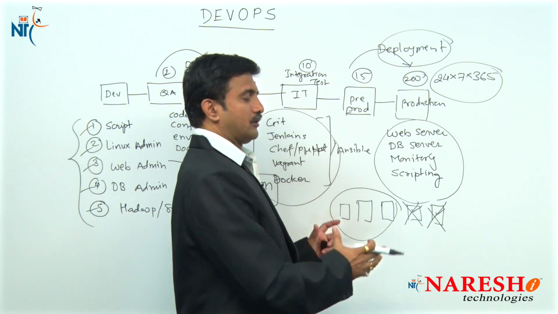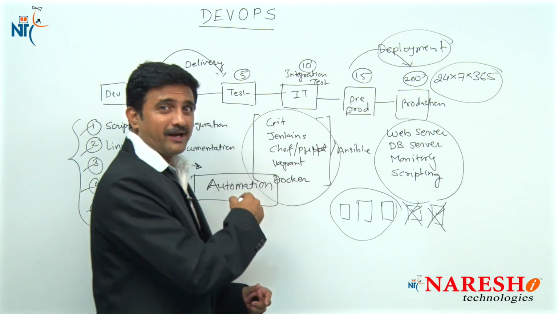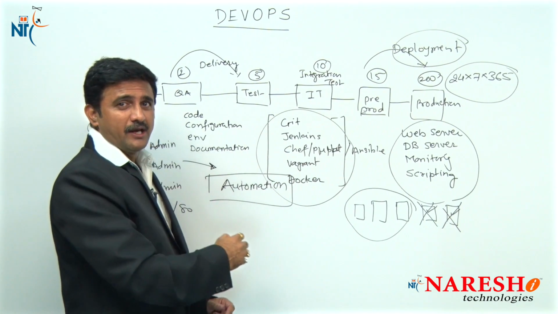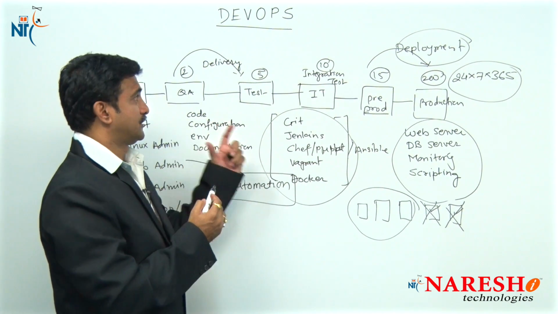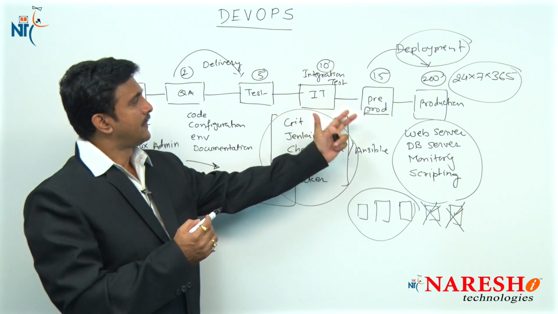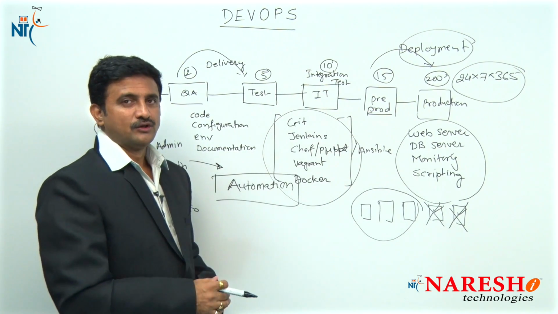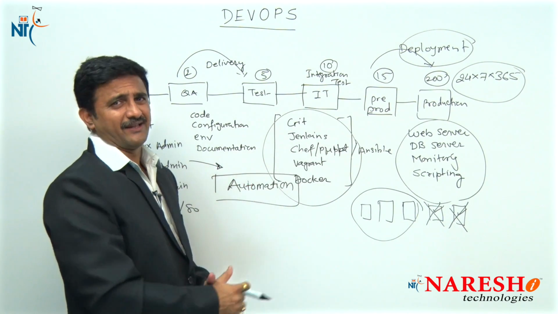You can work with the automation, you can work with the product life cycle, and you will be able to go from the development aspect, quality aspect, test, integration test, pre-production and production. So this is the complete DevOps life cycle.